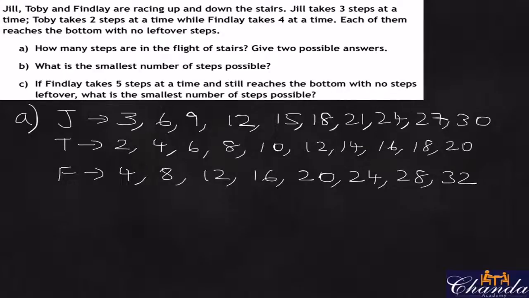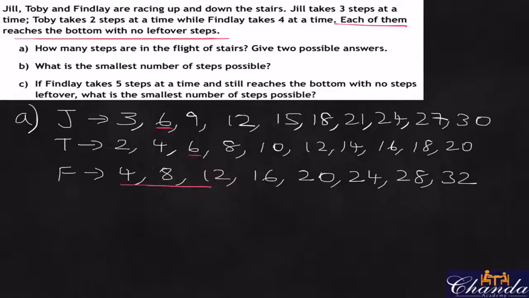So now we have to determine exactly where they end up at the bottom at the same time. Let's take an example. If we were to say the total number of steps in the flight of stairs was 6, you'll notice that 6, although it appears for Jill and Toby, does not appear for Finley. And as the question says, each of them reaches the bottom with no leftover steps. So there was no way for Finley to reach the bottom when he's doing 4 steps at a time, when there are 6 steps altogether. Okay, so 6 will not work.